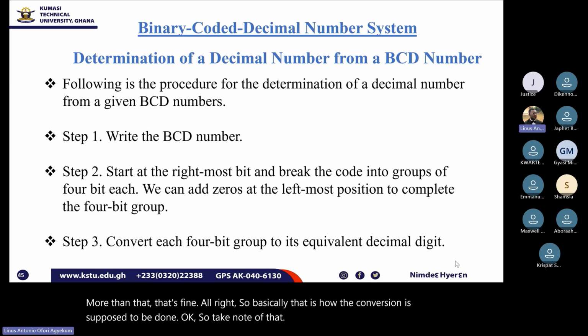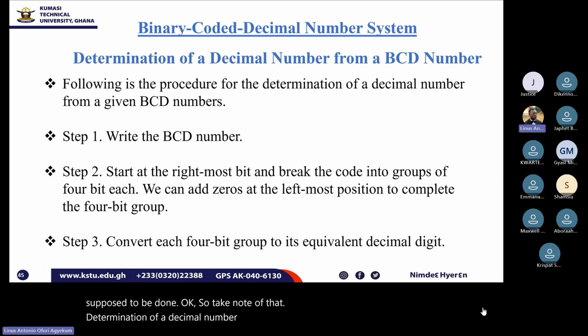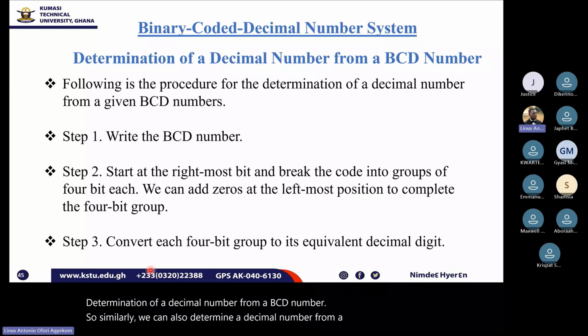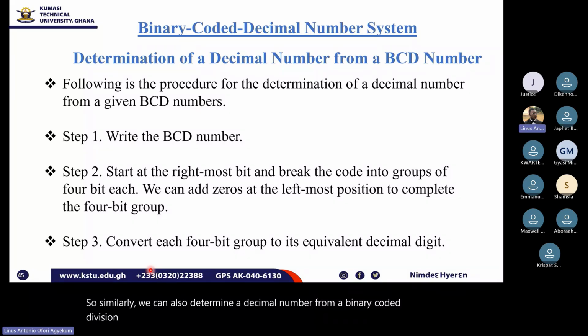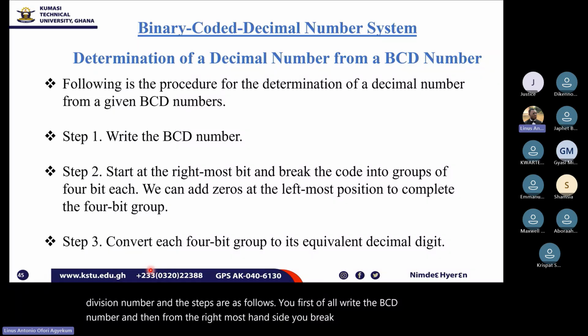Determination of a decimal number from a BCD number. Similarly, we can also determine a decimal number from a binary coded decimal number, and the steps are as follows. You first of all write the BCD number, and then from the rightmost side, you break the code into groups of what? 4 bits.